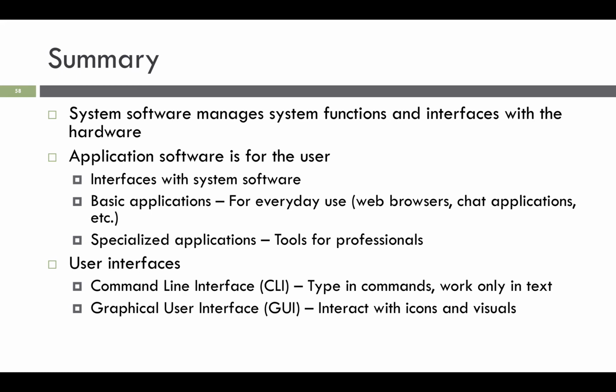There are two types of application software, which are basic and specialized applications. Basic applications are for everyday use, such as browsing the web, typing an email, or using a chat application. Specialized applications are tools for professionals, and they usually require a high degree of skill. Users interact with the computer using a command line or graphical user interface. A CLI requires the user to type in a command and work only in text. To contrast, a GUI allows the user to interact with icons and visuals to accomplish a task.